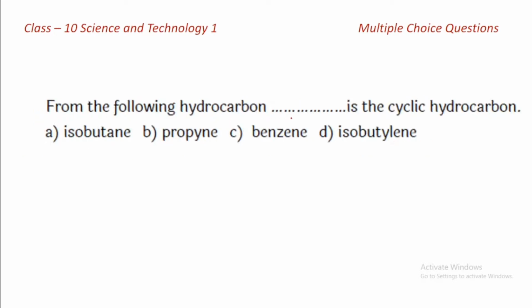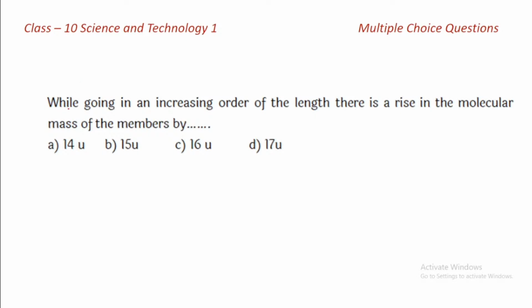From the following hydrocarbons, dot dot is the cyclic hydrocarbon: isobutane, propyne, benzene, or isobutylene. So the correct answer for this question is option C, benzene. Benzene is the cyclic hydrocarbon. While going in increasing order of length, there is a rise in the molecular mass of the members by 14U, 15U, 16U, or 17U. The correct answer is option A, 14U.